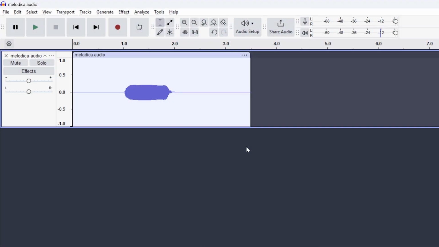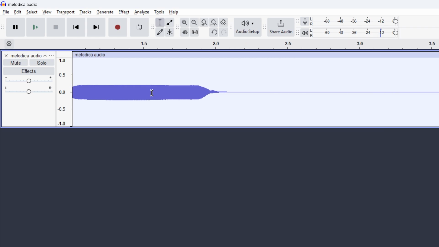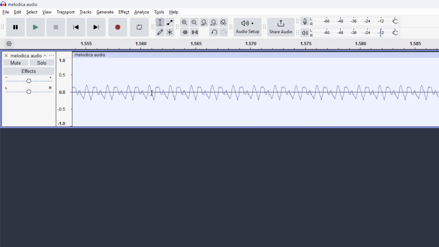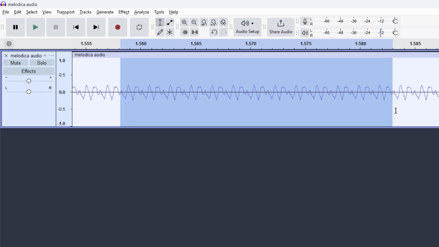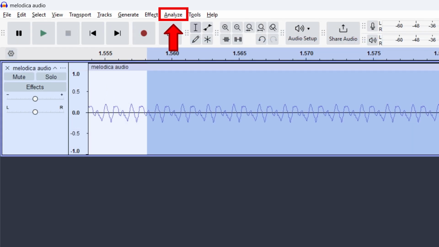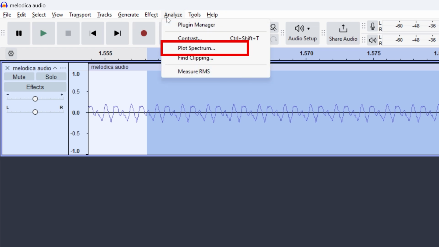If you want to process a spectrum yourself, this is possible in Audacity. First, you select the audio portion to analyze, and then you go to Analyze, Plot Spectrum.